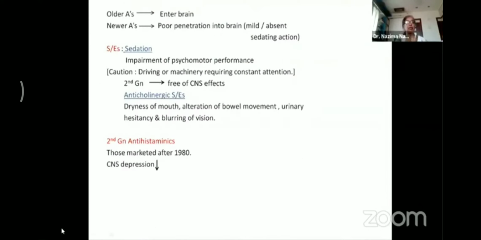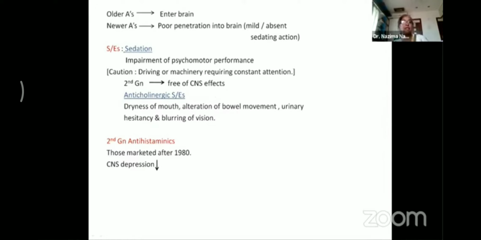Now, side effects of these drugs, they mainly cause sedation, which is a major side effect related to the older generation ones, and they cause impairment of the psychomotor performance. Therefore, when the patient is taking these drugs, the patient has to be cautioned about driving vehicles or operating machinery which requires constant attention. The second generation antihistaminics are free of CNS effects, so they can be used in such conditions.